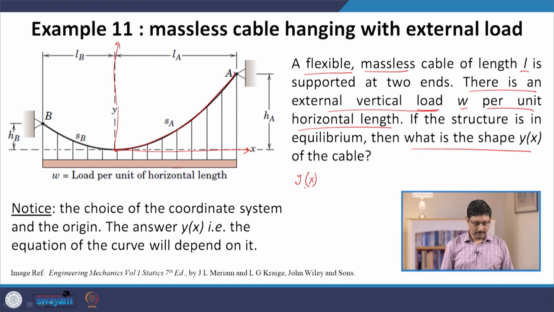Now, one thing I want to emphasize here is the way I have chosen the coordinate system. This is not random. I have chosen the lowest point of the rope as my origin, and then I have chosen the tangent at the lowest point as my x axis and the perpendicular direction as my y axis. This is a deliberate choice to make the equation of the shape as simple as possible. As you can expect in general, if you shift the origin, then the equation of the curve will also change.